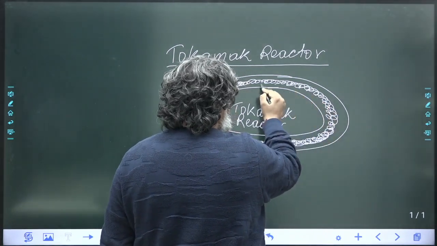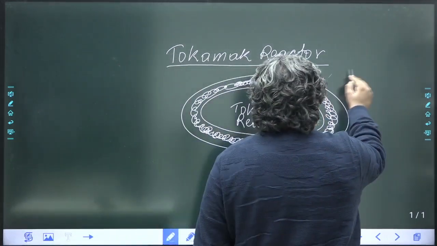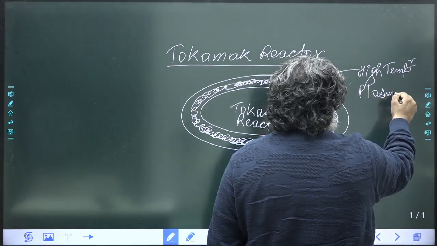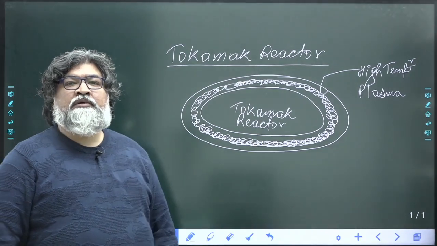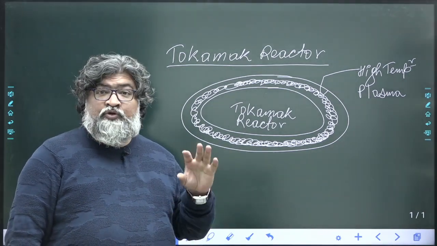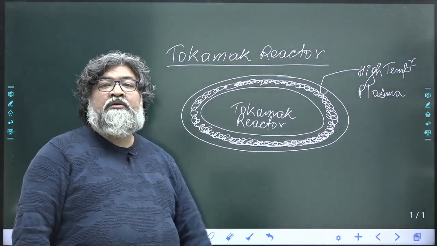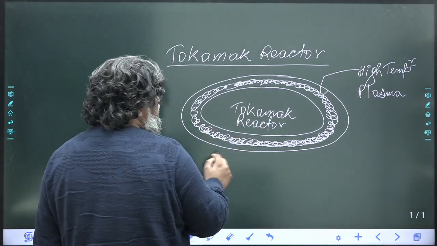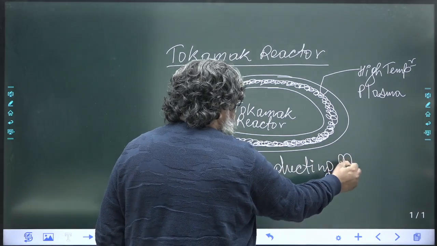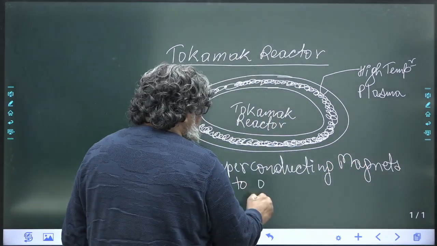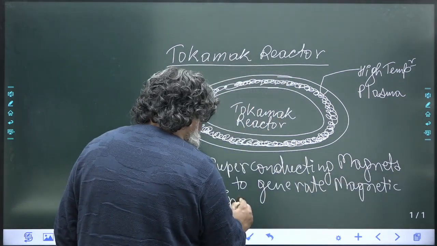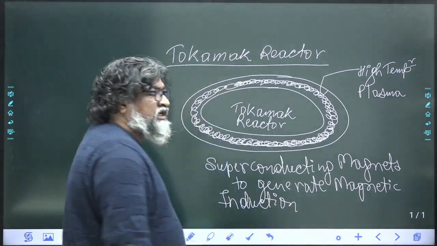What I've just drawn here will be high temperature plasma. Hydrogen gas will heat up to generate that kind of high temperature. You know the sun has a temperature of millions of degrees centigrade, and this is going to be under controlled conditions on the earth. That's what the plan is. So here you will find this part of the reactor uses superconductors, superconducting magnets, to generate magnetic induction, and this magnetic flux will generate a strong current which will heat up the gas.